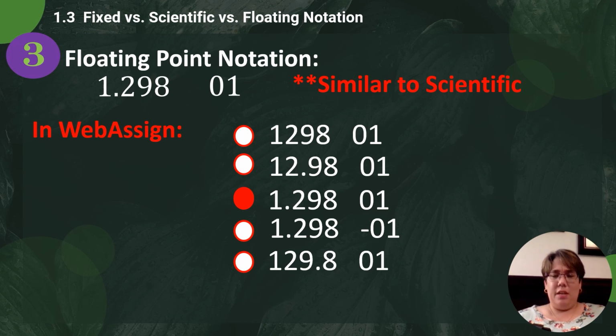And so just know that floating point notation is more like a calculator notation. Some scientific calculators, like my scientific calculator, actually has an E right here. It'll say 1.298 E01, and that's their floating point notation for scientific notation. So there's just a lot of different ways that you might see this written out, like on a calculator. All right, that's the final one for different types of notation.